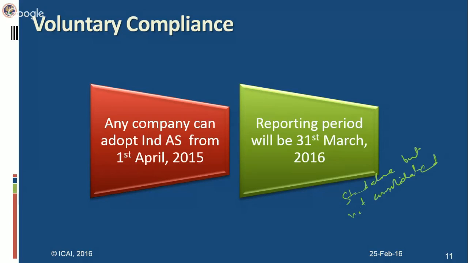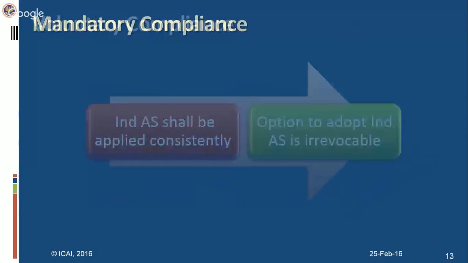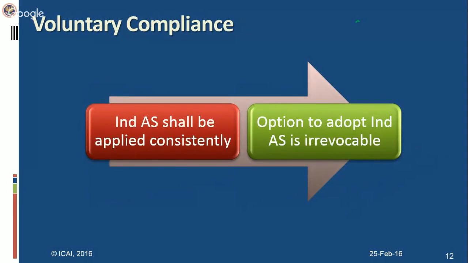And once you have started applying it, you have to apply it for each year afterwards. Ind AS shall be applied consistently. The option to adopt Ind AS is irrevocable. The option is not revocable. Once you have started applying Ind AS, you cannot, in any future year, say that now I will not apply. Even if you have applied voluntarily, when it was not applicable for you, not this year, not next year, once you have applied, you have to apply it for all the future years.